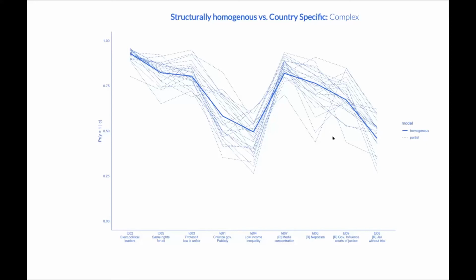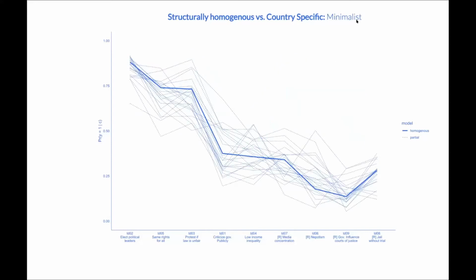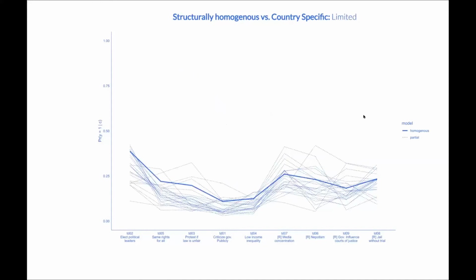And the same thing happens with the latent class, the minimalists. The minimalists are the students that, when they were asked what are the ideal features of democracy, the majority of them would support that electing political leaders and supporting same rights for all are the main features. Whereas the rest of the features, this kind of student wouldn't present a high endorsement. And finally, the really limited students tend not to endorse any of these ideal features of a democratic system.